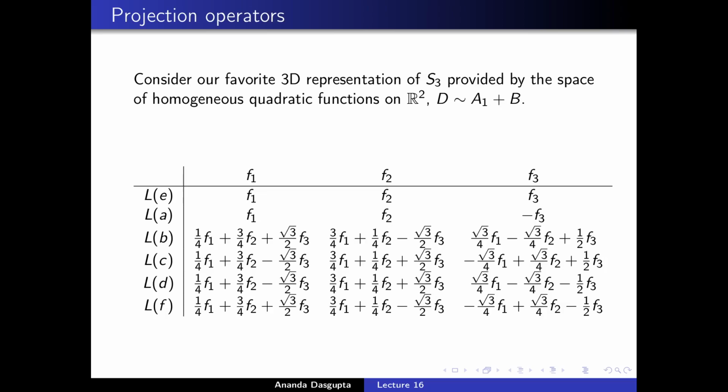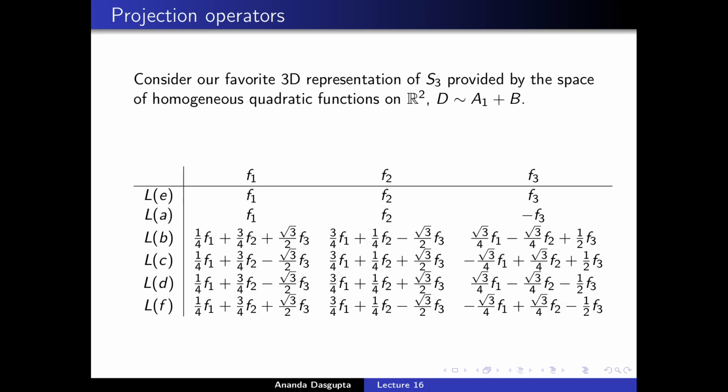And when we applied each of the group elements E, A, B, C, D, F on the underlying vector spaces, we could use that action to see how x and y change and use that to figure out how F1, F2, F3 will change to give you new functions. And this table essentially tells you what happens to each of the basis vectors F1, F2, F3 in this three-dimensional vector space of homogeneous quadratic functions under the action of each and every one of the group elements.